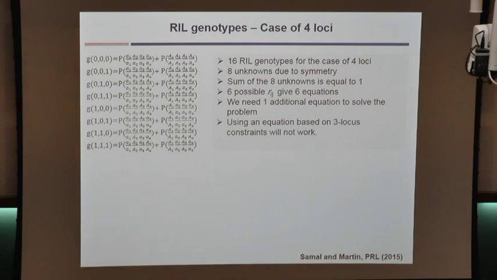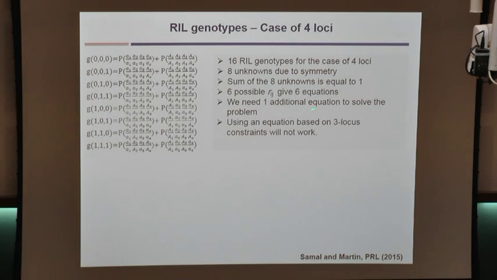So again, for 4 loci, let me convince you that there are 16 fixed genotypes. And again, due to the symmetry, they come in pairs, so you have 8 unknowns. Okay, to solve this system, you need 8 equations. One equation clearly comes from the sum of probabilities being equal to 1. So you need 7 more independent equations to solve the system.